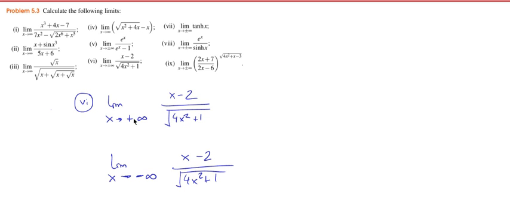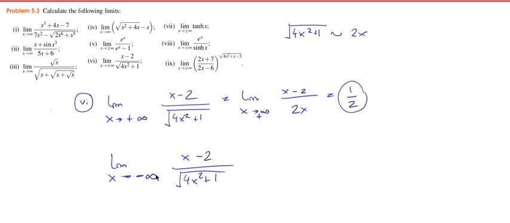Now, when x goes to plus infinity, the square root of 4x squared plus 1 gets very large, so the 1 is negligible, and this is asymptotically equivalent to the largest term, which is 2x, right? So this limit is the limit when x goes to plus infinity of x minus 2 divided by 2x, or in other words 1/2, right?